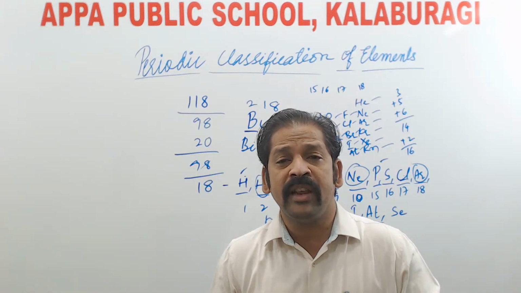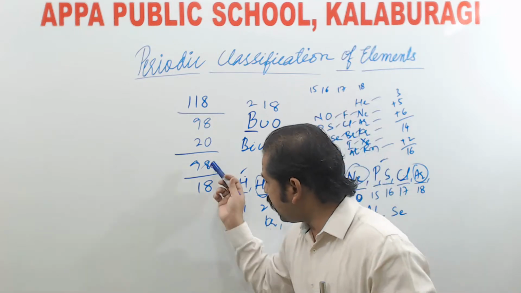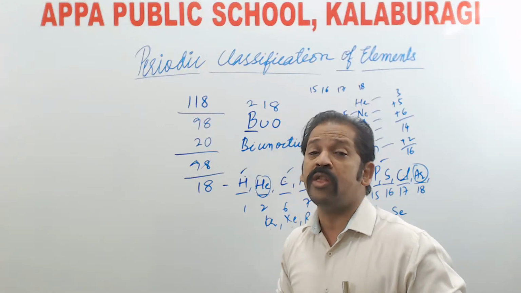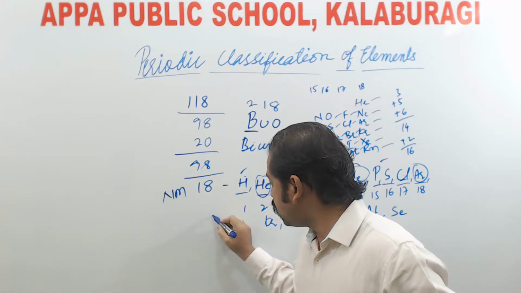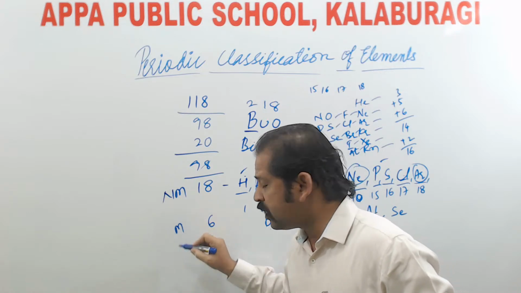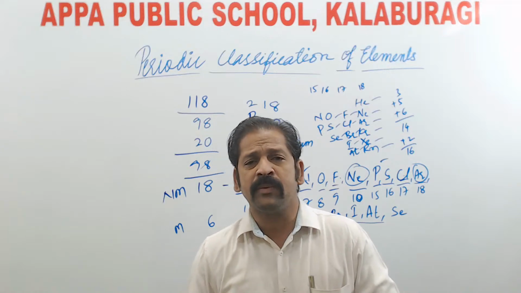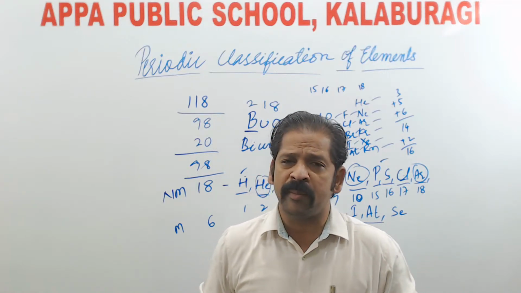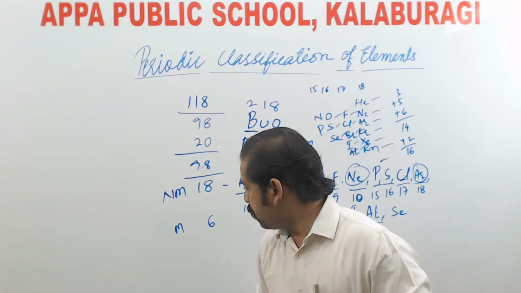Not 18, 19 are naturally available elements. Out of 98, 18 are non-metals. 6 are metalloids. Still there is a confusion that some of the textbooks have mentioned 7, some of the books have mentioned 6. Still it is going on, but 6 are metalloids.